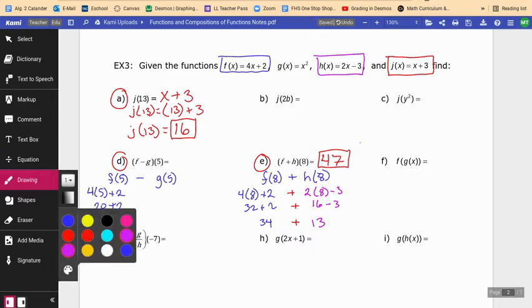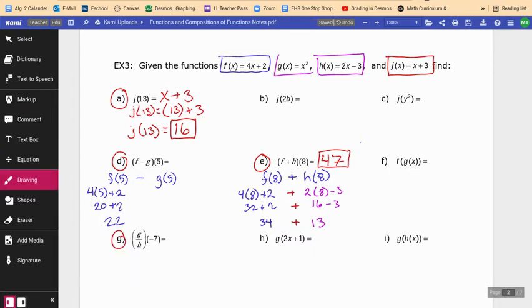And then for g, here's g, it is x squared. So we have 5 squared, which is 25. So I have to subtract those two. So 22 minus 25 gives me negative 3 as an answer. So f minus g of 5 has a value of negative 3.